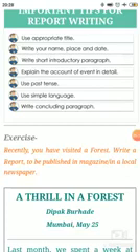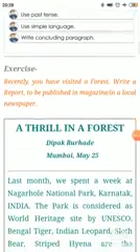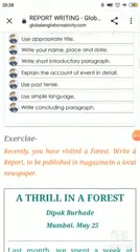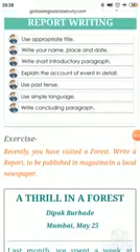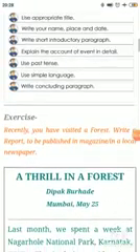It may be published in the magazine or it may be published in the local newspaper. The title, I told you, you have to give a specific, appropriate title. First point. So the title given over here is "A Thrill in a Forest." Okay.